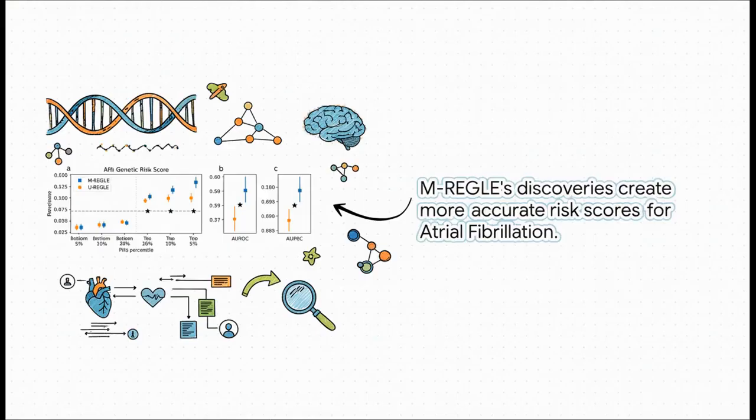So, what's the big deal? Why does this all matter? Well, because this kind of deep genetic insight leads directly to better medicine. This new knowledge was used to build a way more accurate risk score for atrial fibrillation, a common heart condition. And that means we can identify people at high risk way earlier and hopefully intervene before something bad happens. This is how that fundamental science actually ends up saving lives.